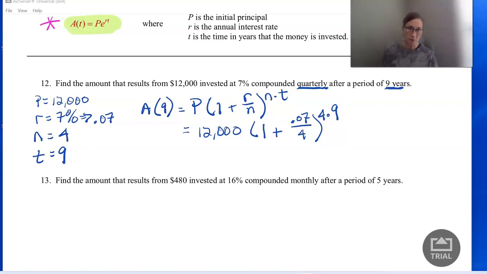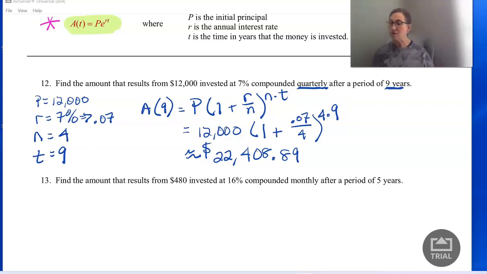Now let me give you a clue. As you put this into your calculator, do not round. You don't round until you're done with all your calculations, and then you round to the nearest penny, or the hundredths place. So this is going to be approximately, when I put it in, $22,408.89.